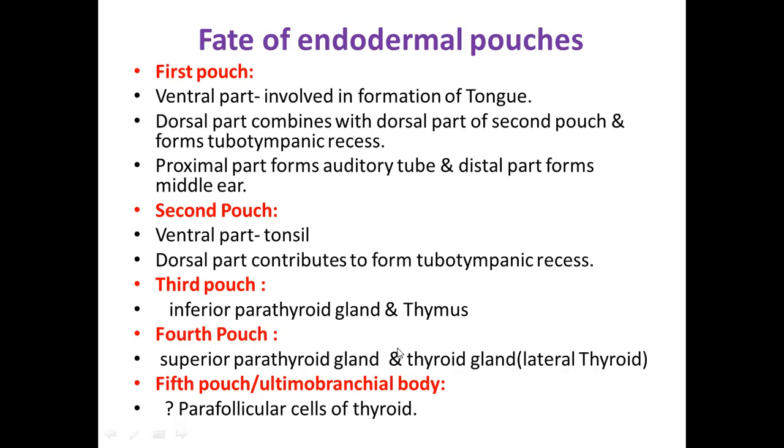So the fourth endodermal pouch is involved in formation of these two structures, the superior parathyroid gland and the lateral part of the thyroid gland, called the lateral thyroid. The fifth pouch is also called the ultimobranchial body. Its development is a controversial factor. Some authors say that the parafollicular cells of the thyroid are derived from this ultimobranchial body, the fifth endodermal pouch, so it is questionable. But most authors prefer that the ultimobranchial body, or the fifth pouch, is involved in the formation of the parafollicular cells present in the thyroid gland.